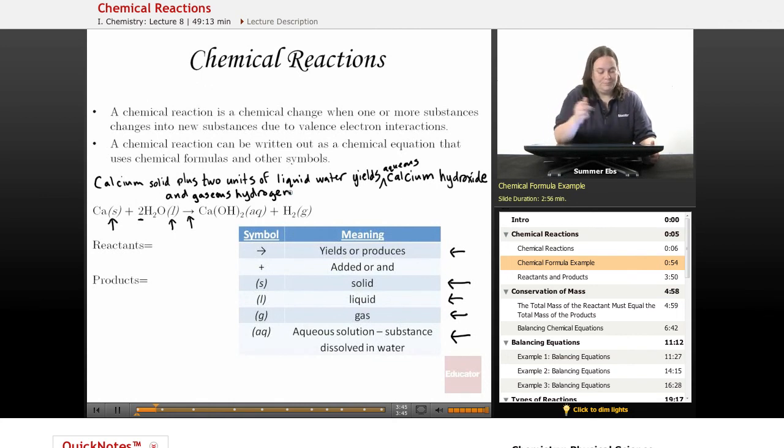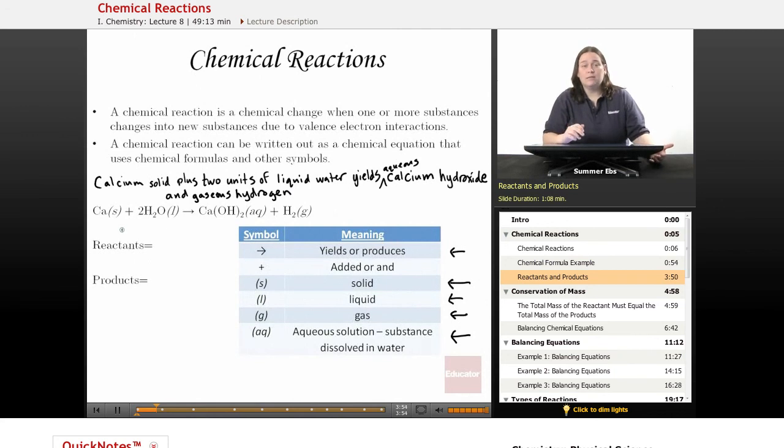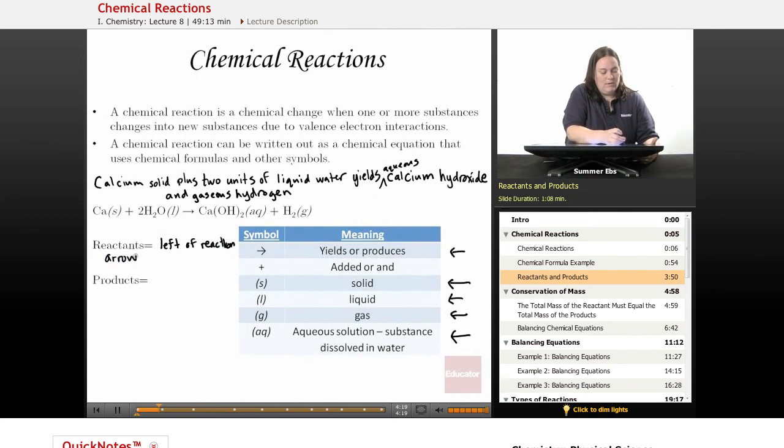All right, if we take a look here, I'm going to get these arrows out of the way. We want to break this down into what are the reactants and what are the products of this chemical reaction. The reactants are what you start with. Let's say the beginning ingredients is what we're looking at. And what we have is everything to the left of that reaction arrow. Those are going to be your reactants. The reaction arrow, which again means yields. Left of reaction arrow. And in this one above, that means calcium and water are our reactants.